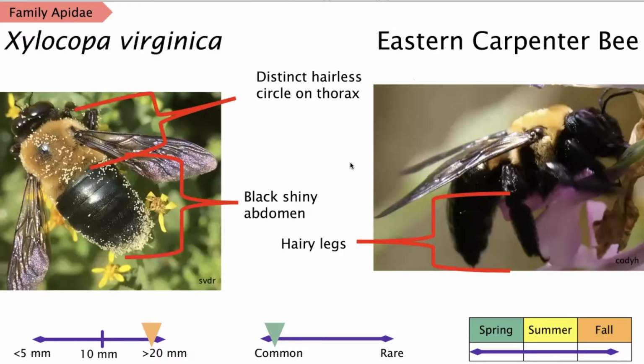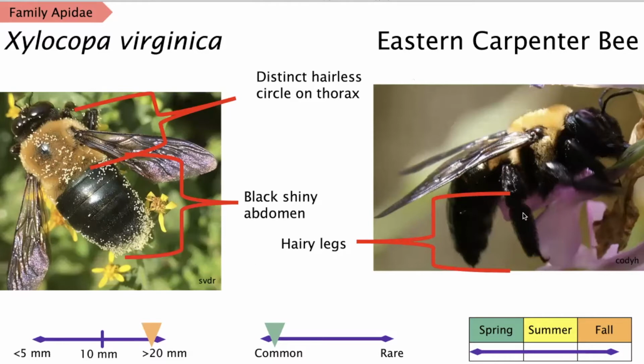Okay, next we have Xylocopa virginica, or the Eastern carpenter bee. So first of all, this is going to be probably the biggest bee you see in your yard, with the exception of some bumblebee queens. These bees have this kind of orange colored hair, which I find is a really good indicator of the species. And then they're going to have a black shiny abdomen.